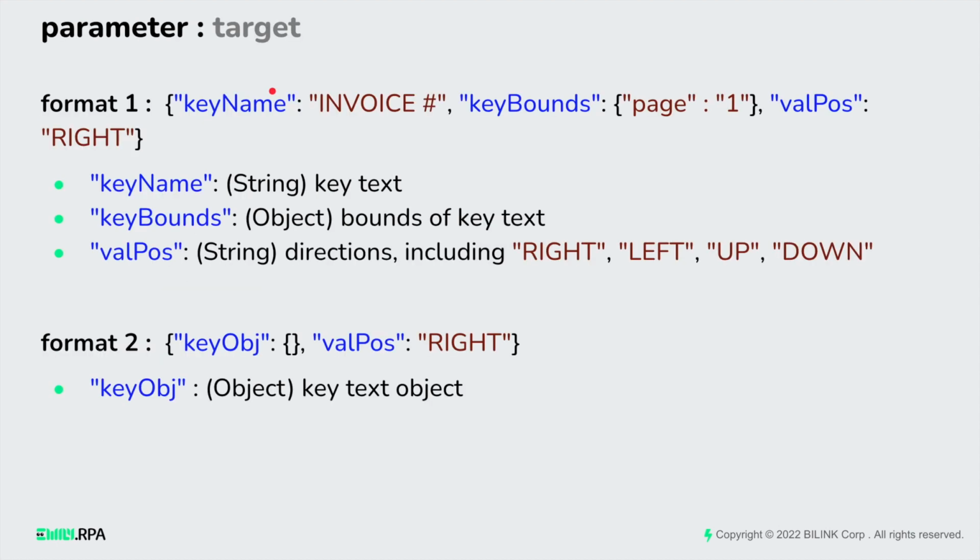The parameter target can be written in different formats. In the first format, the target object contains three keys: keyname, keybounds, and valpos. Keyname represents the text of the key text object. Keybounds represents the boundaries of the key text object. For example, it can be set to the number of pages of the text or a specific rectangular area. And valpos represents the direction of parsing, which can be right, left, up, or down.